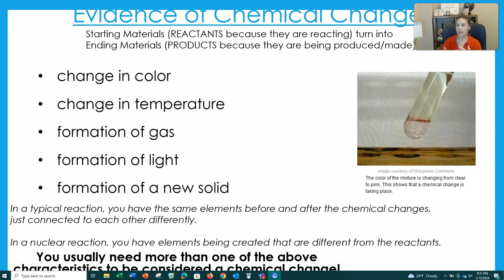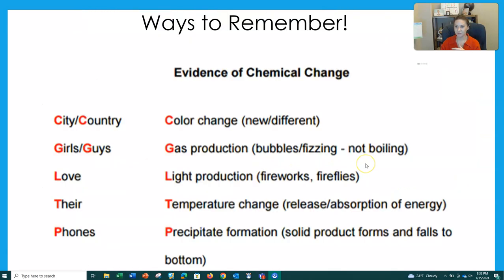In a typical reaction, you will have the same elements both before and after the change, but they're just connected to each other differently. They're maybe in a different order, they're in a different combination. Okay, in a nuclear reaction, you'll have elements that are being created that are different from the reactants. Okay, you usually need more than one of the above characteristics to be called a chemical change.